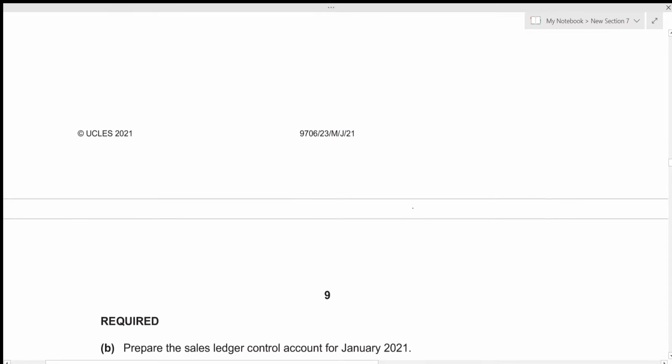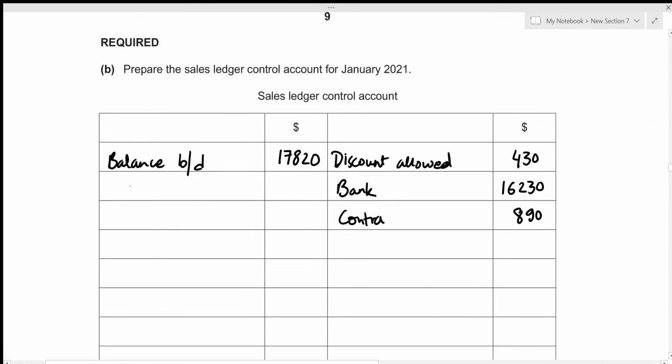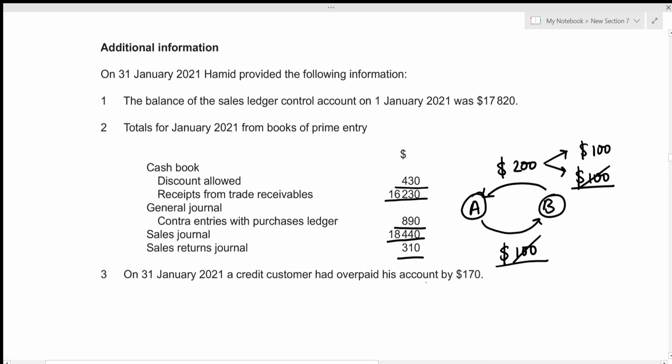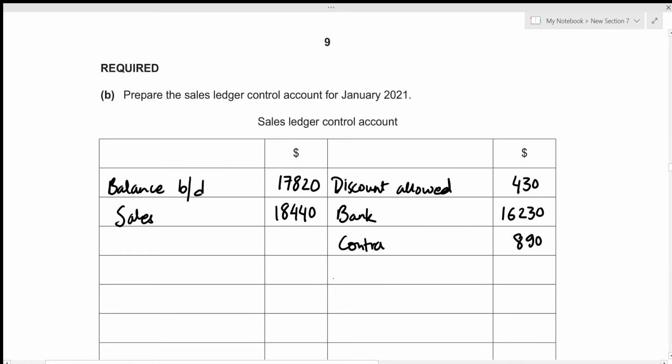Let's do that. So that's going to be sales, and it will have a balance of 18,440. Nextly, we have sales return journals, which has the value of 310. So sales returns, if sales increases the value on the trade receivables, then sales returns obviously decreases the value on the trade receivables, which means that this amount of 310 must be recorded on the credit side. Let's do that. So we have sales returns with the value 310.